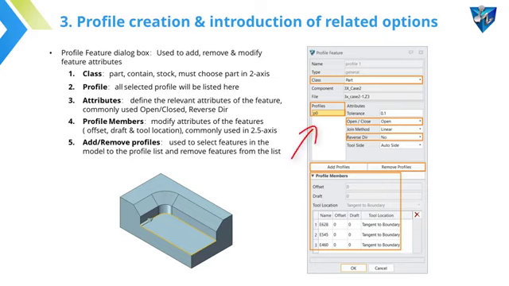The Attributes tab is to define the relevant attributes of the feature, and the Profile Members is to modify the attributes of the features like offset, draft, and tool location, which is mainly used in 2.5x. I will have further explanation later. And add and remove profile, as its name suggests, is to add or remove features from the list.